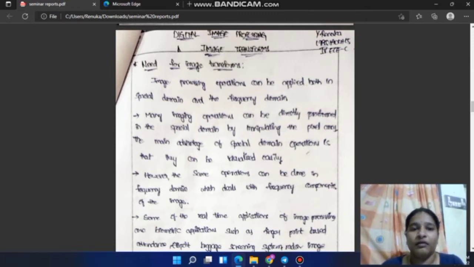Now I am going to discuss image transforms from the subject digital image processing. First of all, let us discuss the need for image transforms.